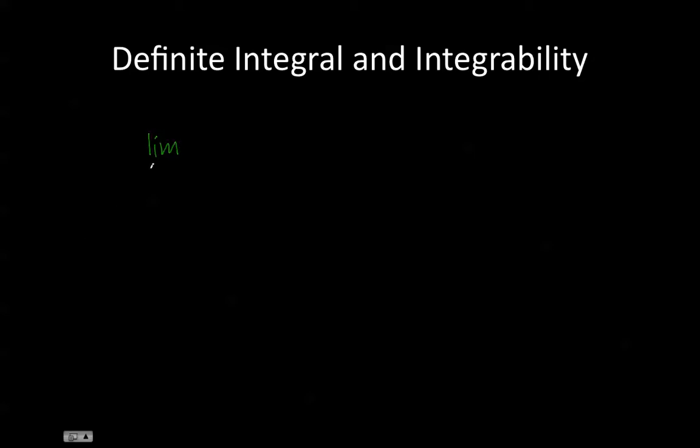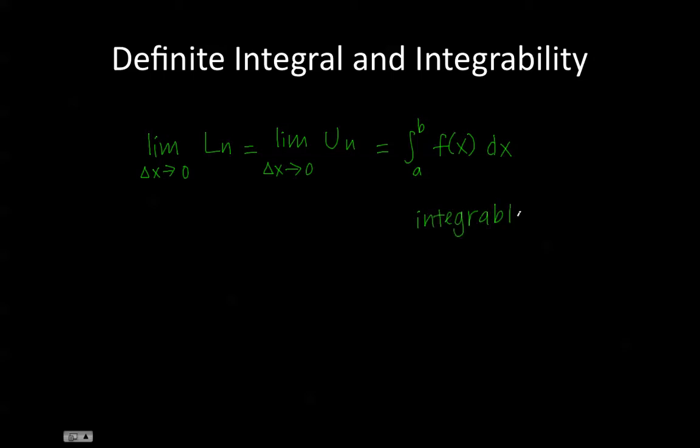If the limit of my lower Riemann sum as delta x approaches 0, so each of my rectangles becomes really skinny, if that limit equals my upper Riemann sum limit as delta x approaches 0, so when those rectangles get really skinny, if these two limits are equal to each other, then my definite integral from a to b of my function with respect to x is called integrable from a to b.